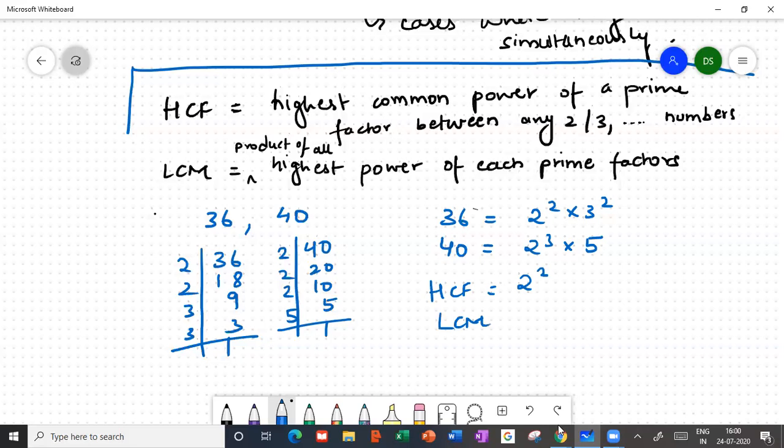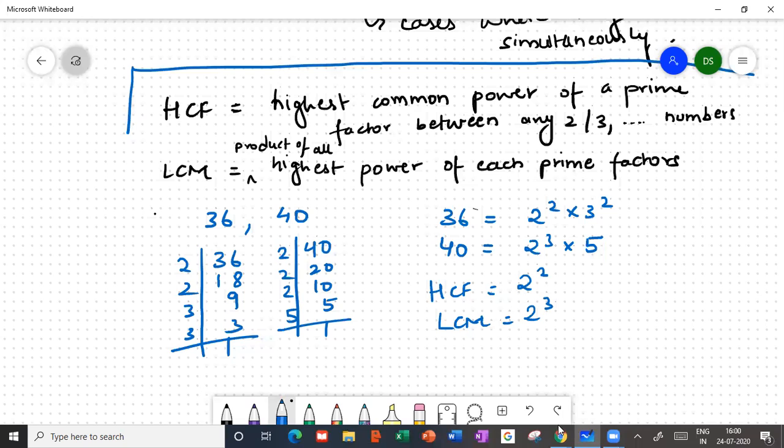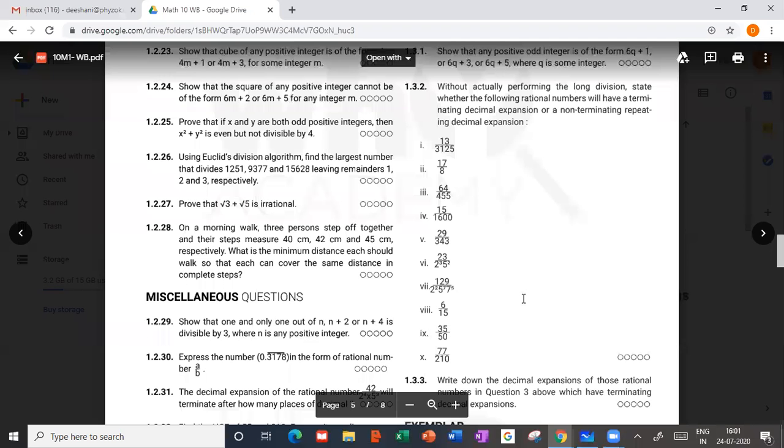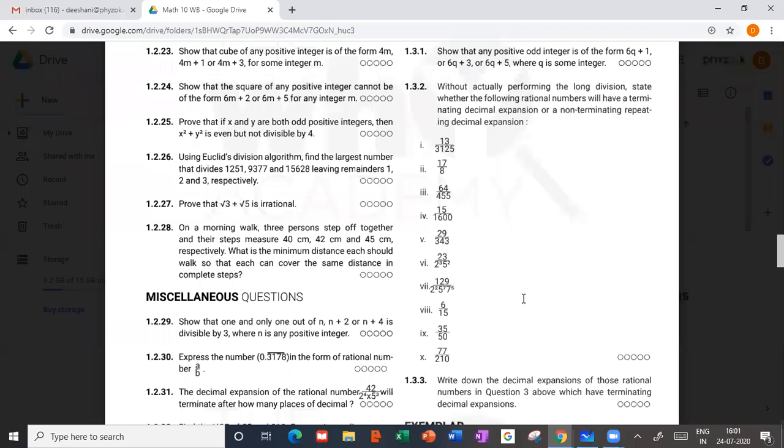Okay, and LCM will be what? LCM will be highest power of each prime factor. Not in one, you consider all the numbers. So like in this situation, there are two numbers and 2 power 3 is the highest, correct? Then I move to the next prime factor, which is 3. So which will be 3 square. This will be into 5 power 1, correct? All the other prime factors are 0. That's why it won't be reflected, isn't it? So LCM will be this. Okay, practice as many questions as you can to get a good grip of this, because this can get confusing later. Isn't it? Okay, we'll do one more word problem.